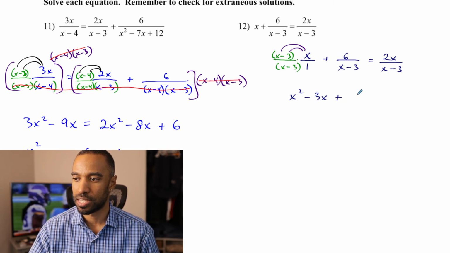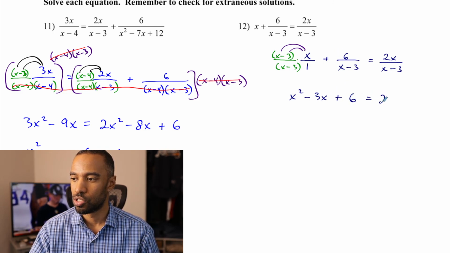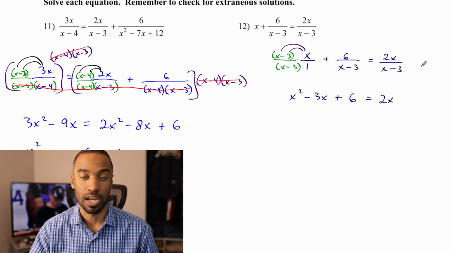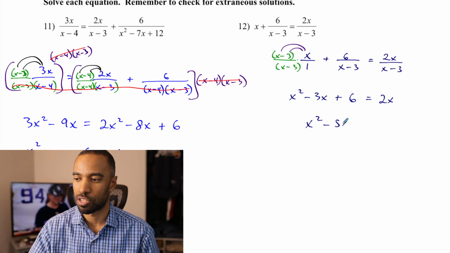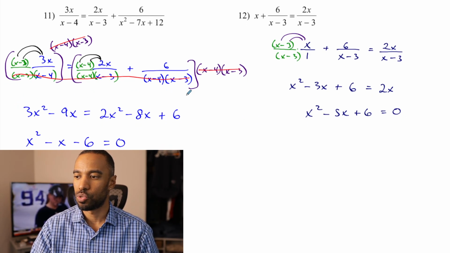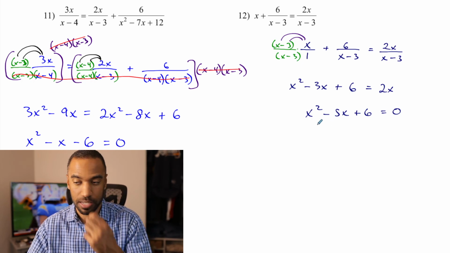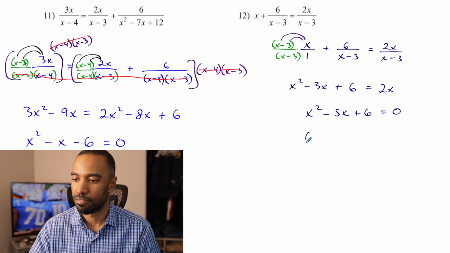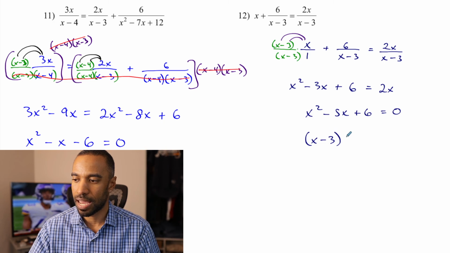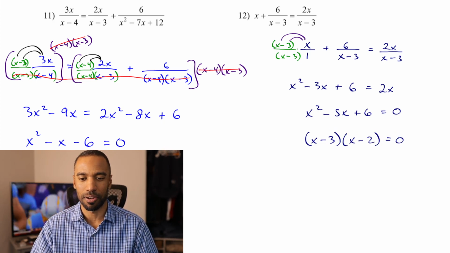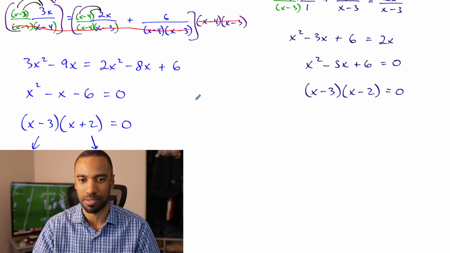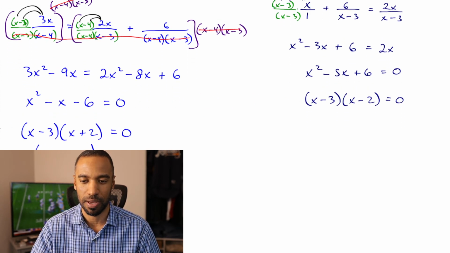Now I have this plus 6, and this equals 2x. Again, denominator be gone. Let's subtract 2x from both sides, and I get x squared minus 5x plus 6 equals 0. All right, I need to find two numbers that multiply to make positive 6 and add to make negative 5. That's a negative 3 and a negative 2. Very close to the last one as far as the appearance of factorization. This was x minus 3 times x plus 2. This is x minus 3 times x minus 2.